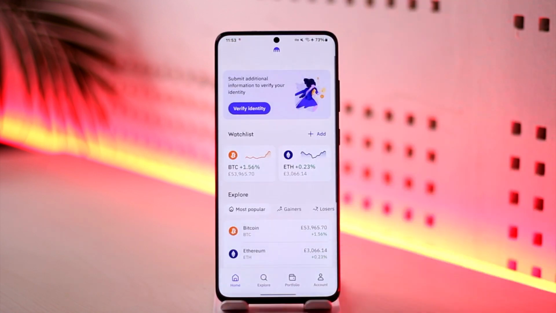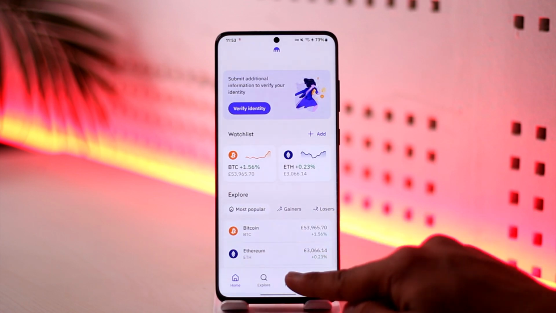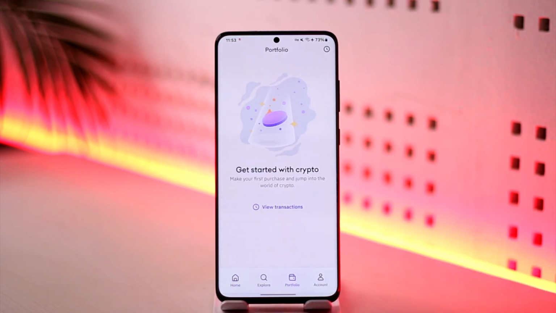After you do that, once you think after a couple of weeks or days that the value has increased, you can come to the portfolio tab, select the cryptocurrency you'd like to sell, and then you'll be able to make a sale accordingly. And that's all it takes to buy or trade crypto on Kraken.